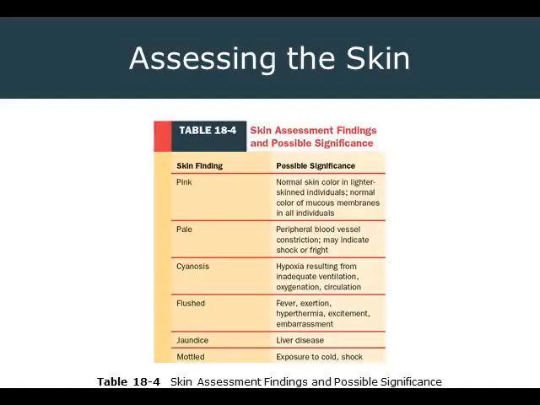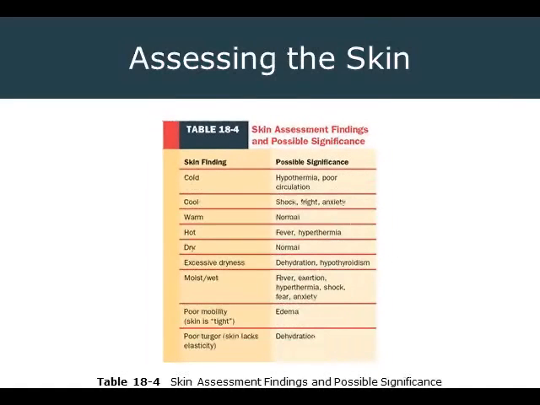And then the mottling. This can be from exposure to cold, excessive exposure to cold, shock, people in cardiac arrest. Those sorts of things can become mottled. Additional things that we might look for: cold skin, hypothermia and poor circulation. Cool skin, and shock, fright, anxiety. Also, it kind of depends. It may be in relation to their circulatory status as well. Maybe they take certain medications.